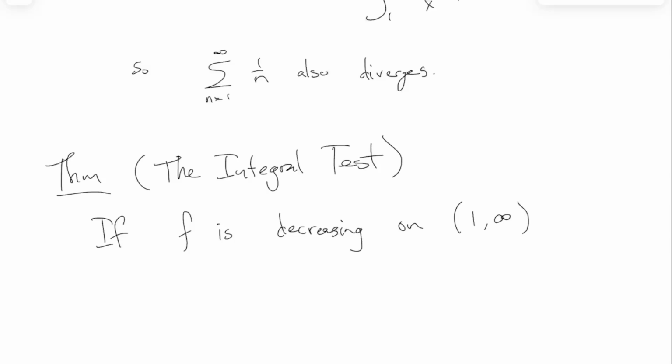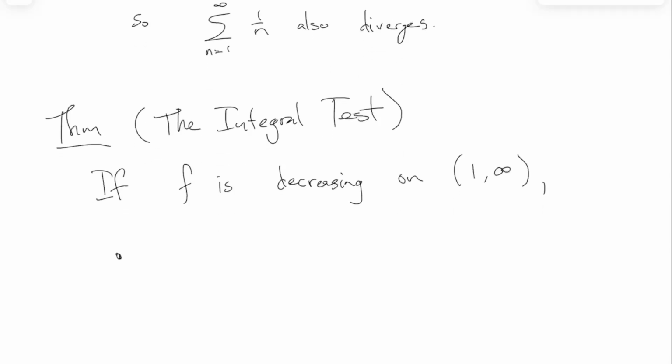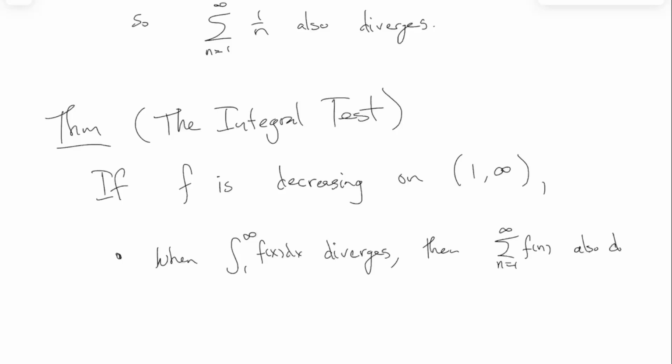this is where we're always trying to convert the series, which goes n equals 1 to infinity, to an integral, which goes x equals 1 to infinity. So in order for this to work, the function f must be decreasing on this real interval. Anyway, if it is, then you can do the integral comparison test. And what it says is, when the integral from 1 to infinity of f of x dx diverges, then the sum of f of n from n equals 1 to infinity also diverges.